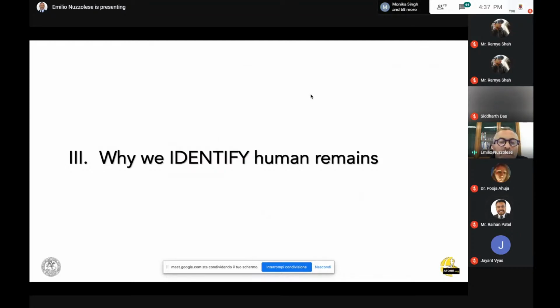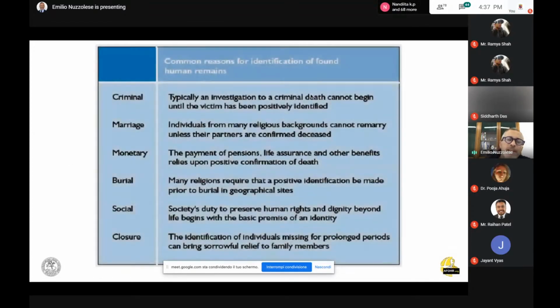So why do we need to identify human remains? We are all aware that there are so many reasons behind it. There are criminal, marriage, monetary, burial, social, and closure reasons. There are so many reasons for the identification of human remains. We have reasons related to criminal investigations. We have reasons behind the monetary interest of the dead person, because the dead person who is not identified is missing, is not dead.